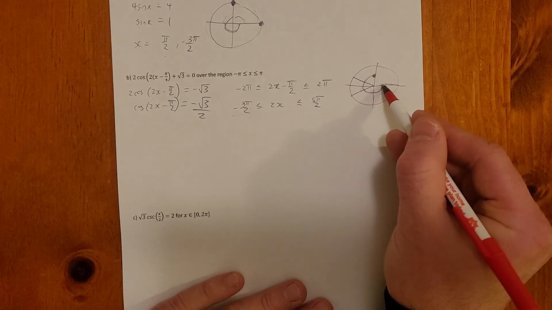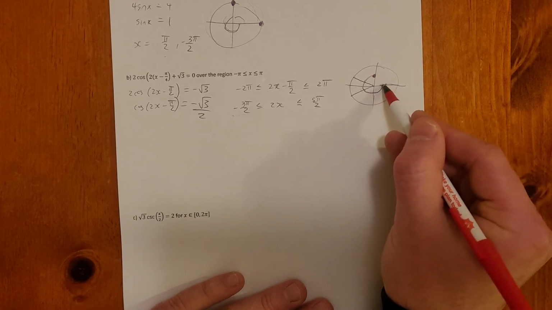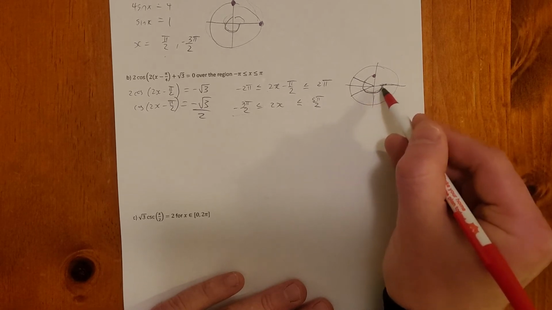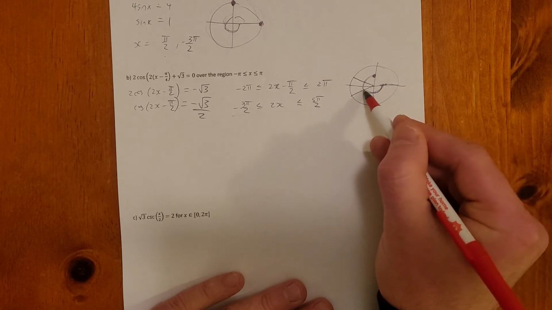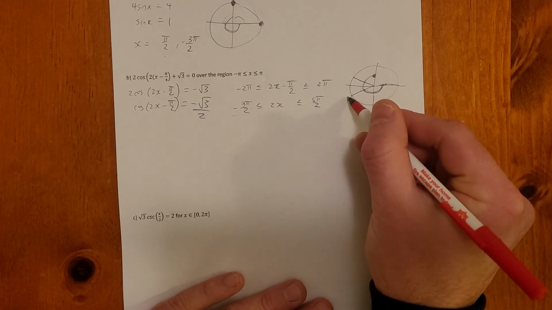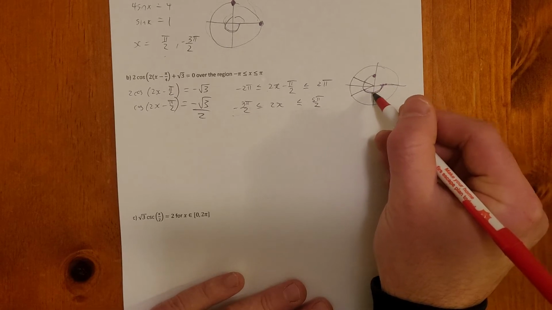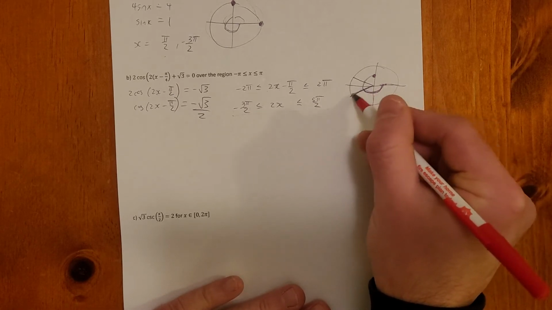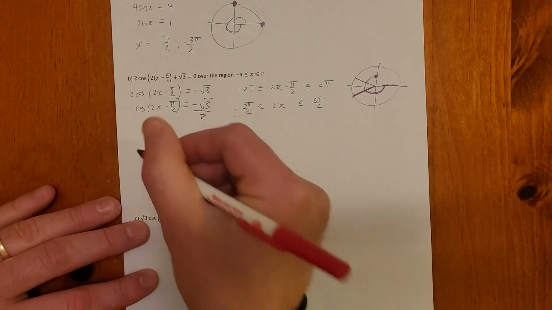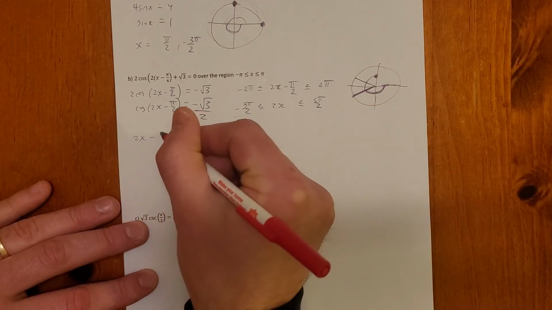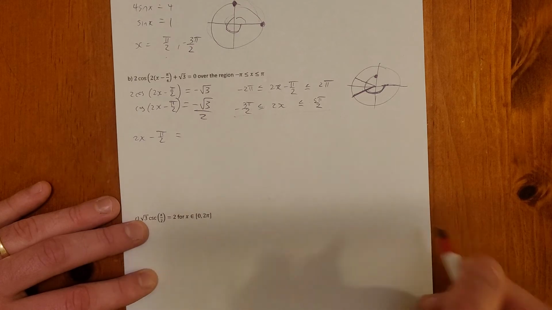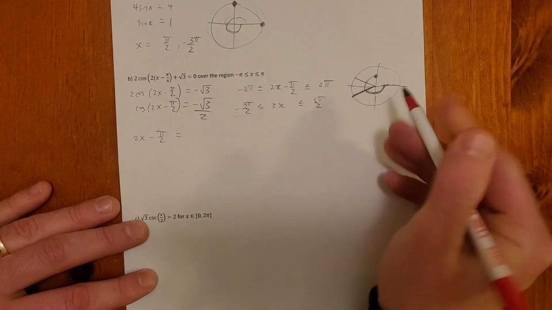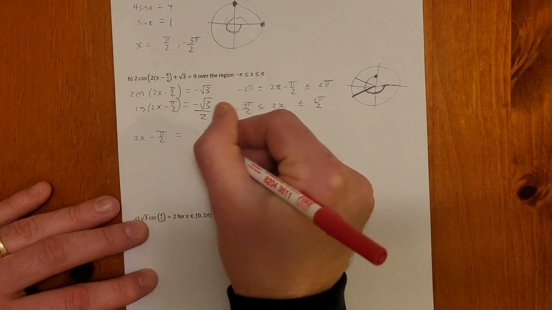If we've got a negative revolution, how much have we moved from here to here? If we've moved from here to this point where the cos value is minus root 3 on 2, the first answer is we've moved an angle of minus 5 pi on 6. That's going to give us that solution. So here I've got 2x take pi on 2 equals minus 5 pi on 6.